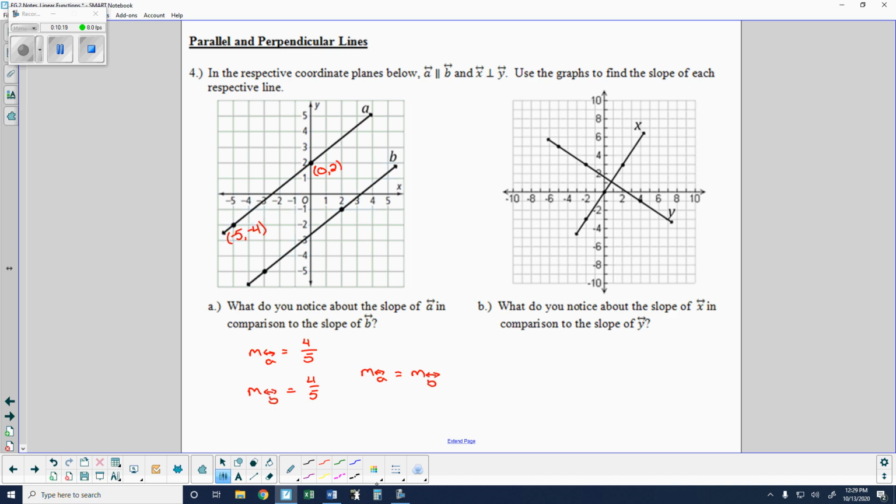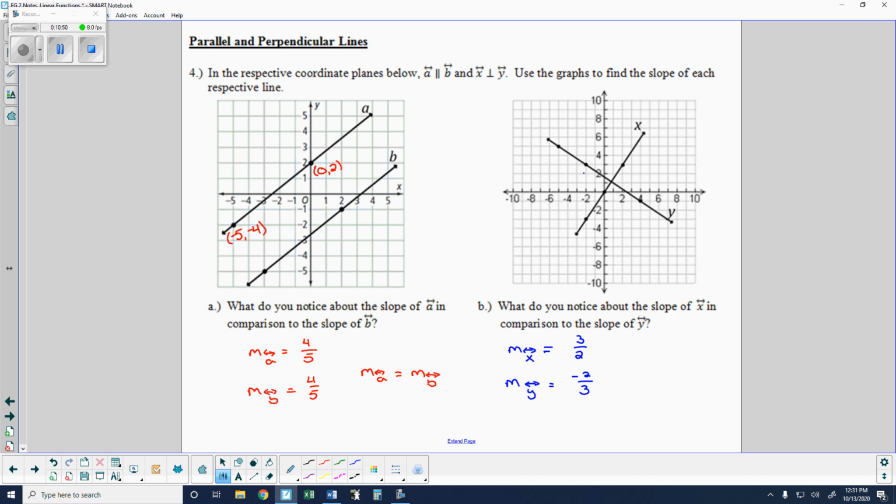Now let's look at perpendicular lines. See if you can pause the video and find the slope for both x and y. Hopefully you got a chance there to find the two slopes. So the slope for line x should have been 3 over 2. You go up 3 and over 2. The slope for line y should have been negative 2 over 3.